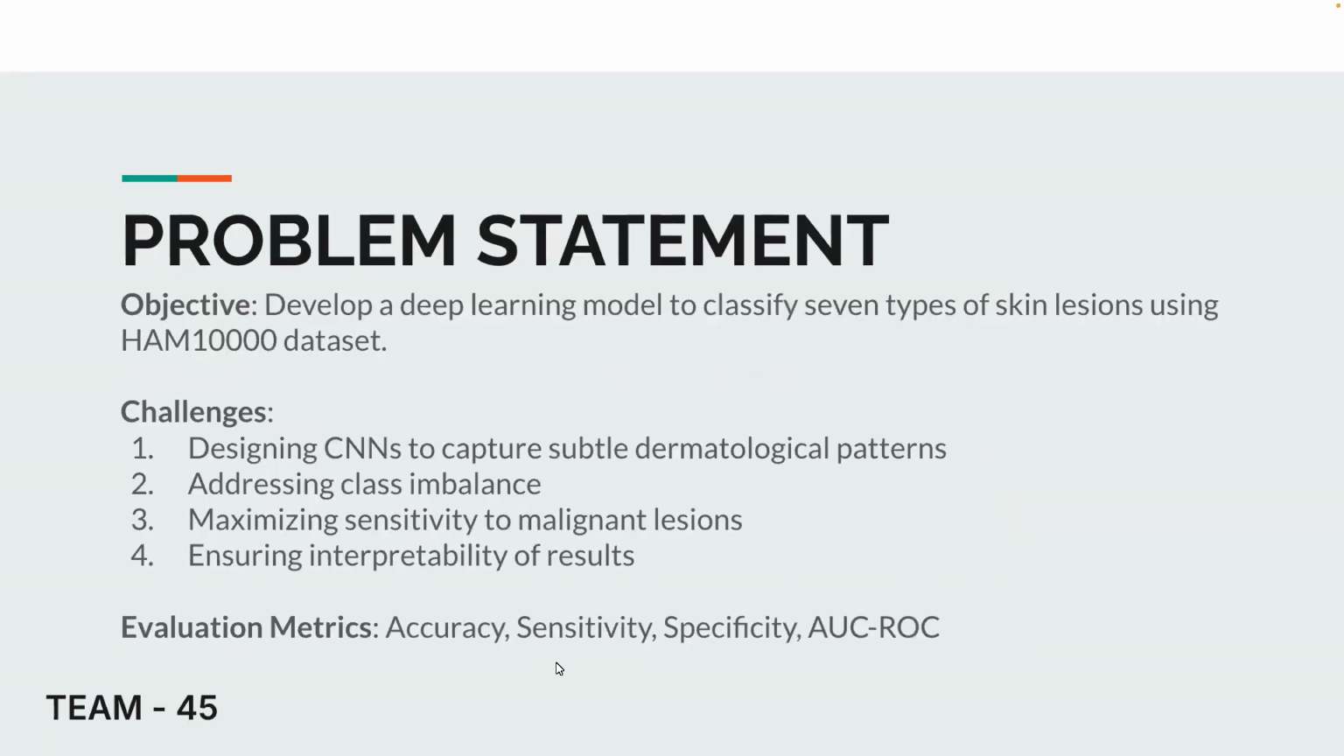So our problem statement is that the core problem we are tackling here is to build a CNN model to classify 7 types of skin lesion. And along the way, we face several challenges like handling class imbalance, improving sensitivity, etc. And we evaluated performance using metrics such as accuracy, sensitivity, and AUC, obviously.